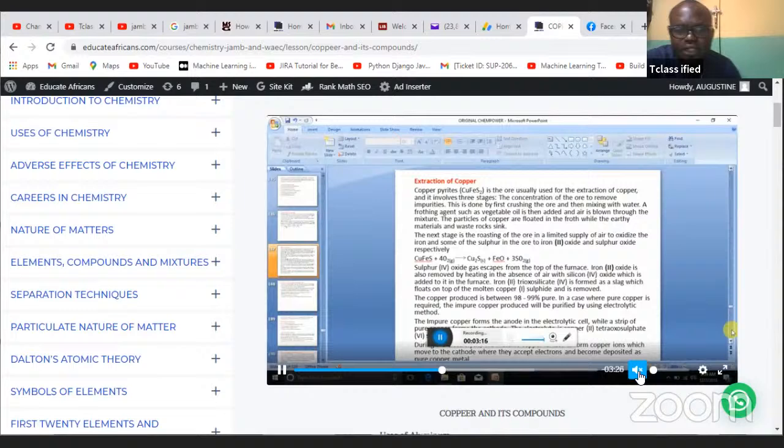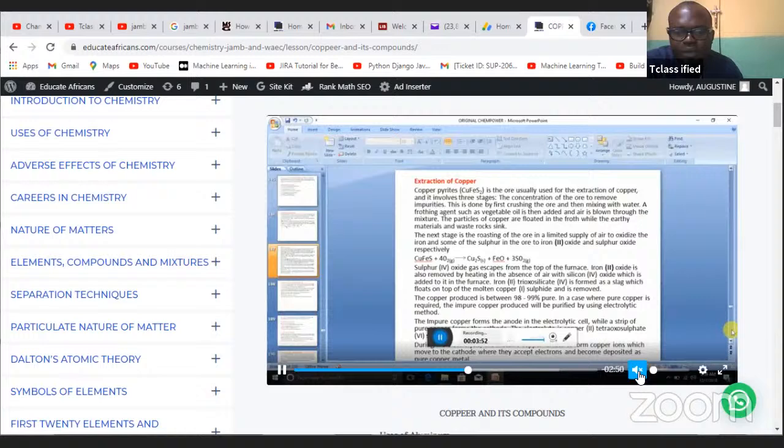The next stage is the roasting of the ore in a limited supply of air to oxidize the iron and some of the sulfur in the ore to iron(II) oxide and sulfur oxide respectively. Sulfur(IV) oxide gas escapes from the top of the furnace, and the iron(II) oxide is also removed by heating in the absence of air with silicon(IV) oxide, which is added to it in the furnace. Now, iron(II) silicate is formed as a slag which flows on top of the molten copper(I) sulfide and is removed. The copper produced is between 98% to 99% pure.